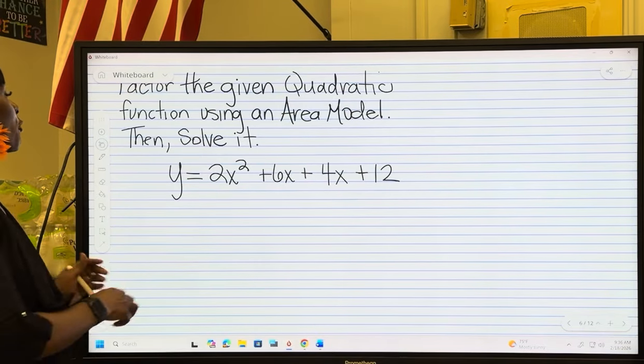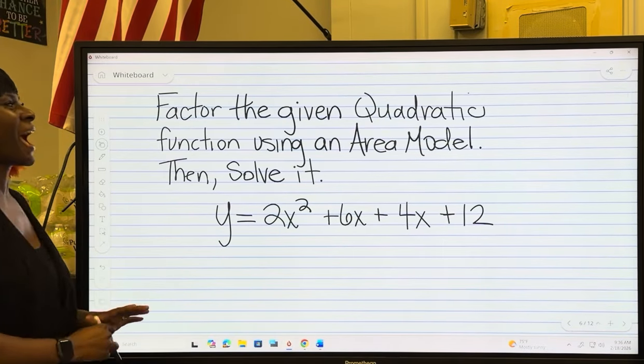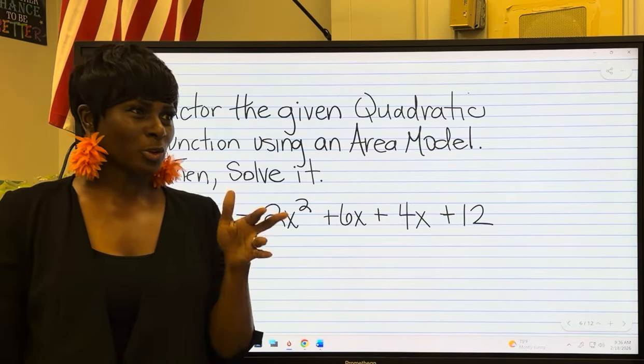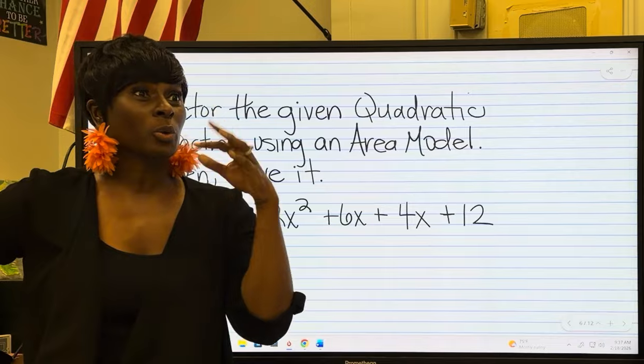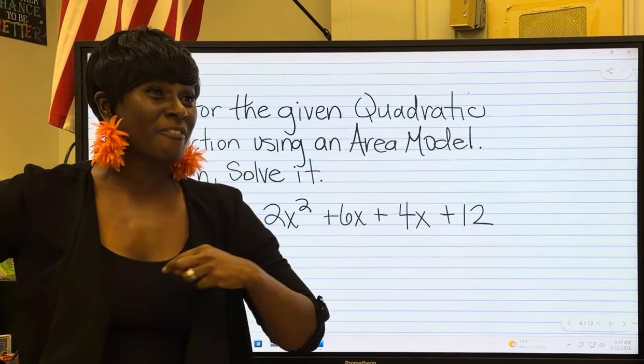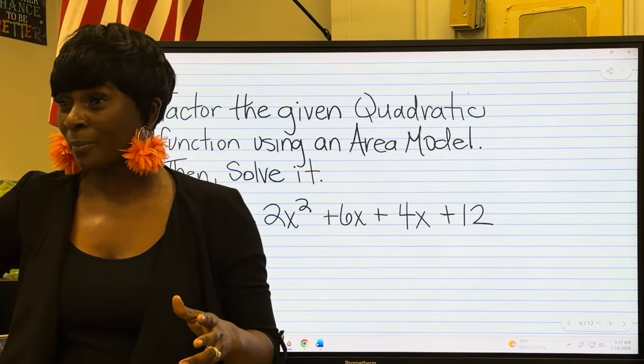All right, so for this question, we have been asked to factor the quadratic function, right? And when we talk about factoring, what are we doing? We're pulling out the greatest common factor in these factors. Are you all with me?